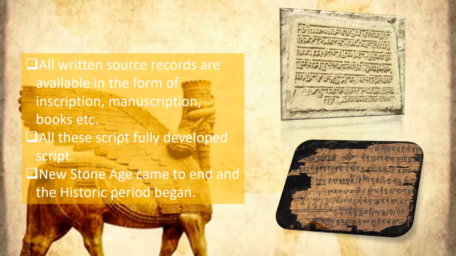Do you remember lesson number 2, History and the Concept of Time? We learned that written records were available in the form of inscriptions, manuscripts, books, etc. for the historic period. In all ancient civilizations, the art of writing was developed. They used a fully developed script. In other words, with the rise of ancient civilization, the New Stone Age came to an end and the historic period began. You can see the script and manuscript on the screen.